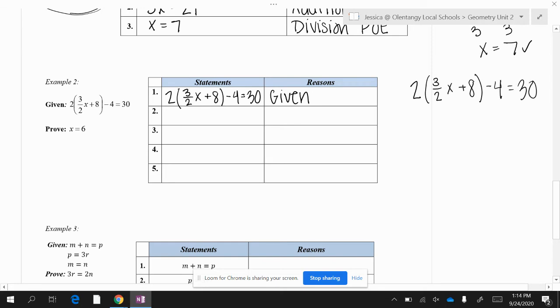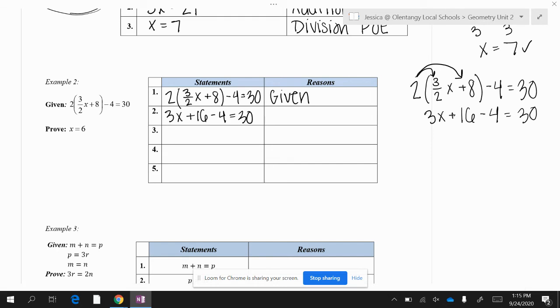And then you can decide where to go from here. You can either add that over or multiply first. We're just going to go ahead and distribute this through. So 2 times 3 halves is 3. And then 2 times 8 is 16. So that's my final line now. So I'm going to put this over here. So 3x plus 16 minus 4 equals 30. And then what did I do to do that? To get that line, I multiplied the 2 in, which is called the distributive property.